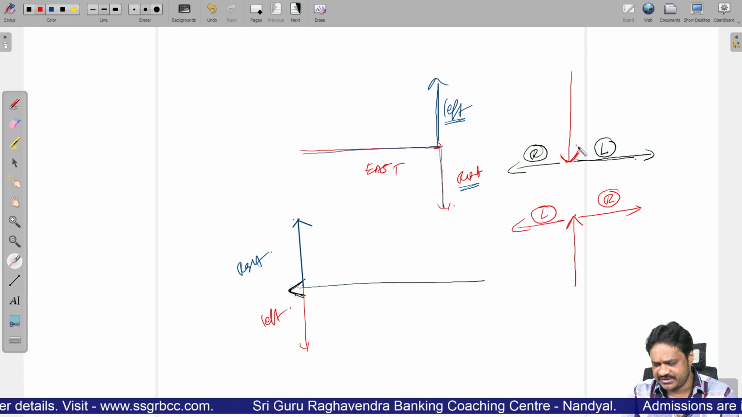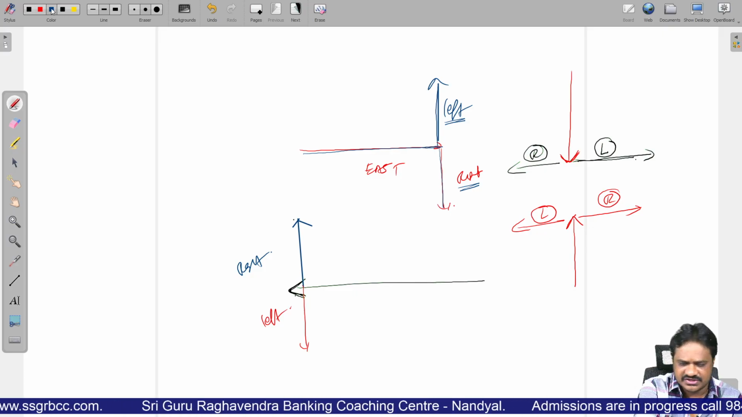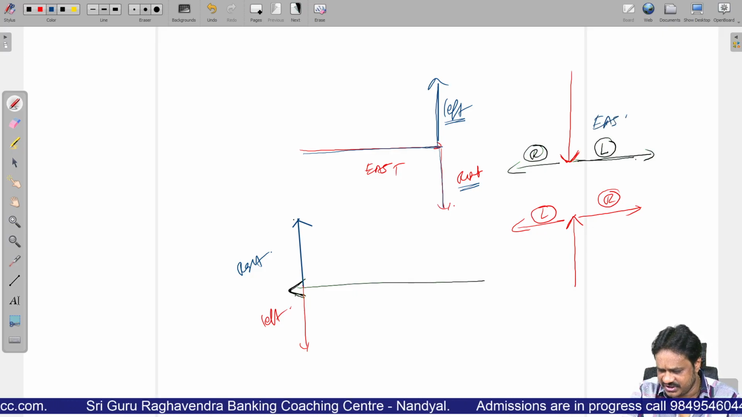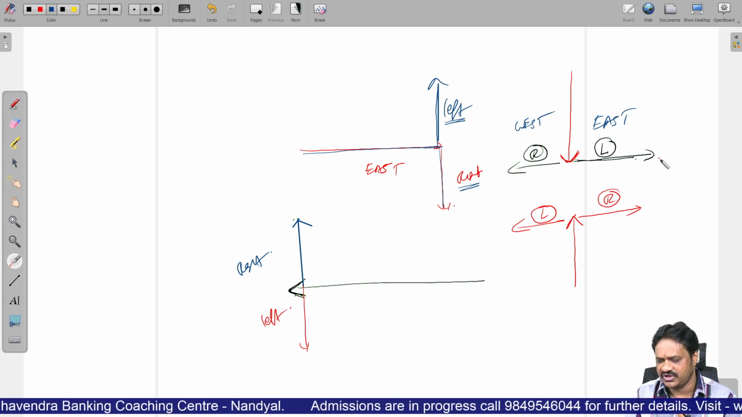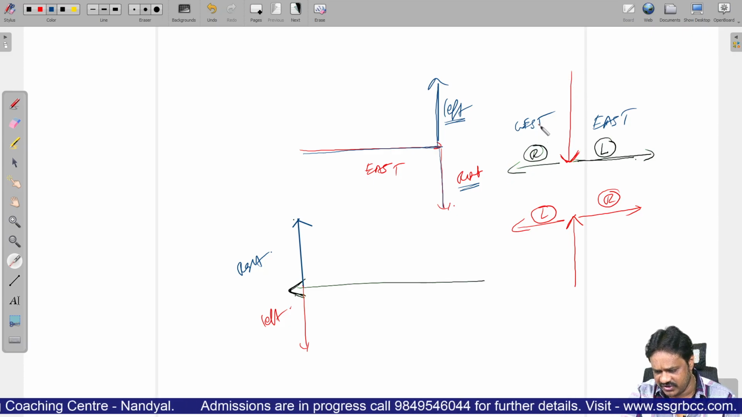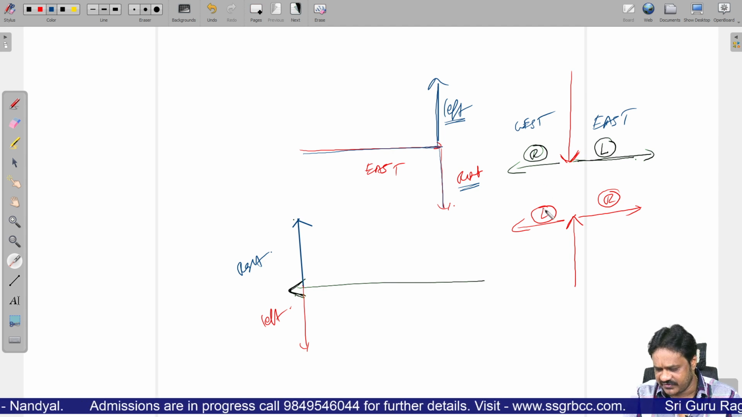There is a difference between right and left, but there is no difference between east and west. This is always east, this is always west. East means it is the right side only, whether it is north facing or south facing. West means always the left side, whether it is north facing or south facing. But there is a difference between right and left.